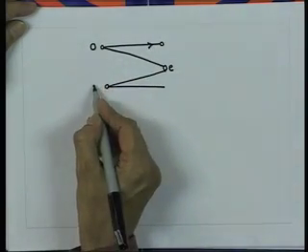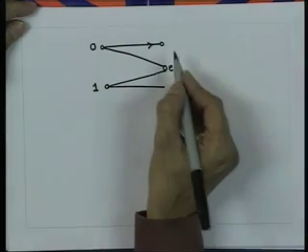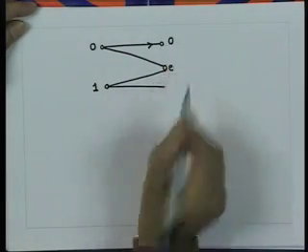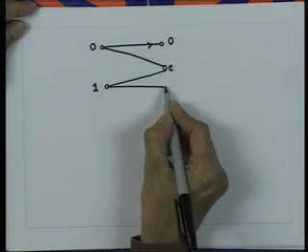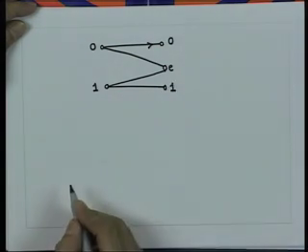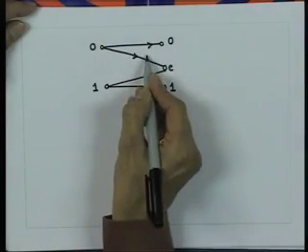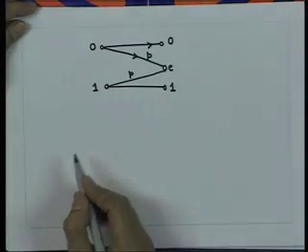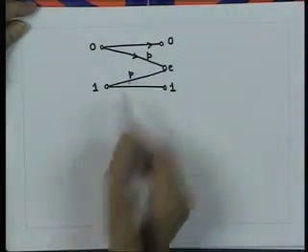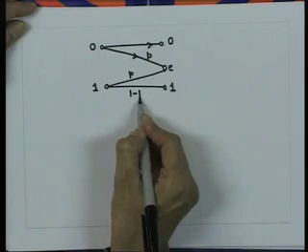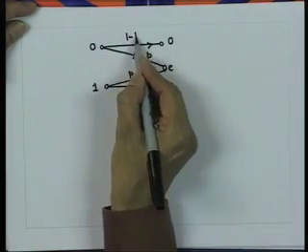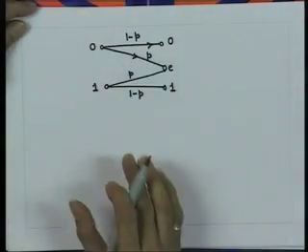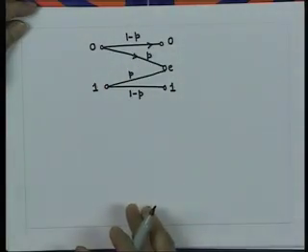We have two inputs, 0 and 1, and we have three outputs: 0, E, which denotes the erased bit, and 1. This probability is given by P. This probability, if it is a symmetric binary erasure channel, is again P. Therefore, this is 1 minus P and 1 minus P. So, let us calculate the capacity of a binary erasure channel.